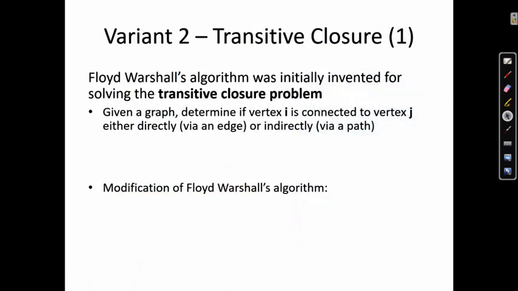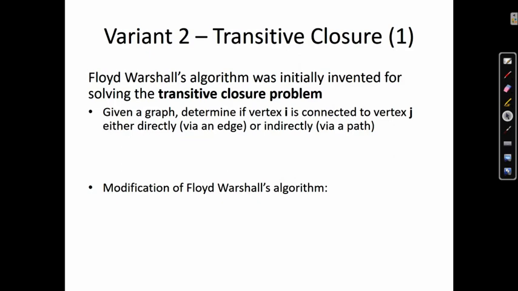Next, the second variant of Floyd-Warshall: finding the transitive closure of a graph. Actually, Floyd-Warshall developed his algorithm to solve this problem, and not the all-pair shortest path problem. But he was made famous for the all-pair shortest path problem instead. It was actually intended to solve this problem, called transitive closure.